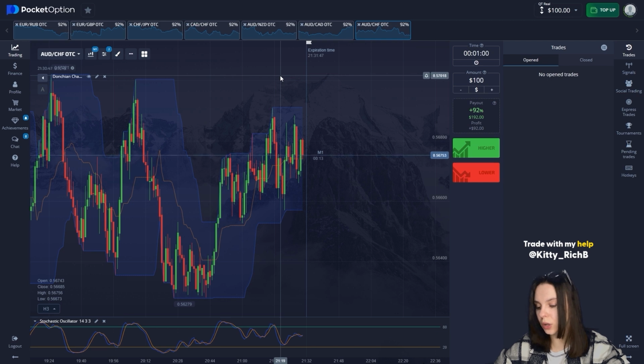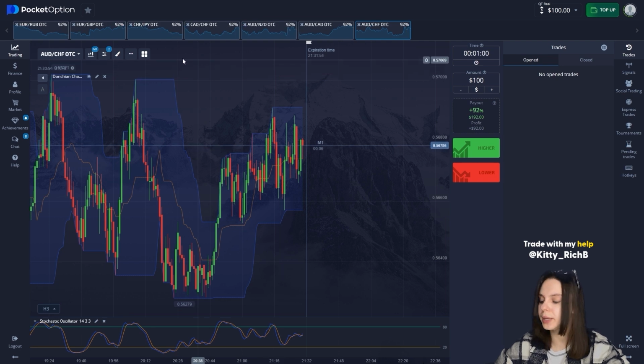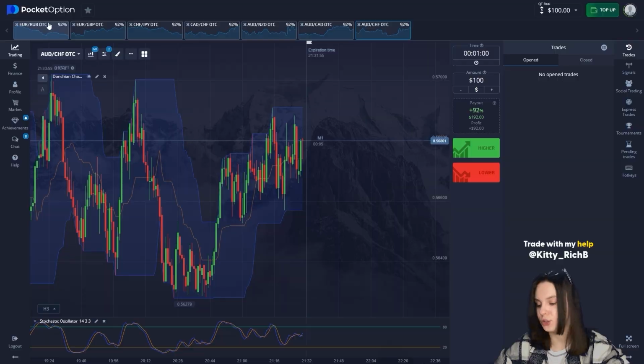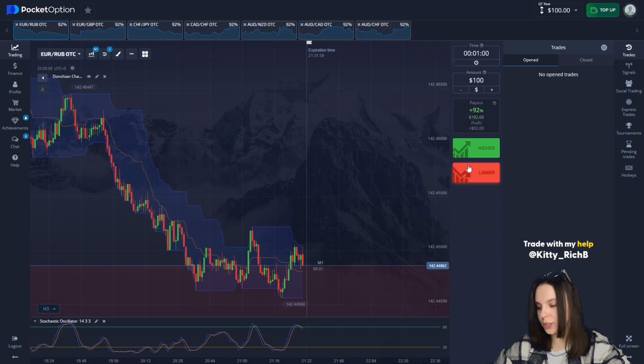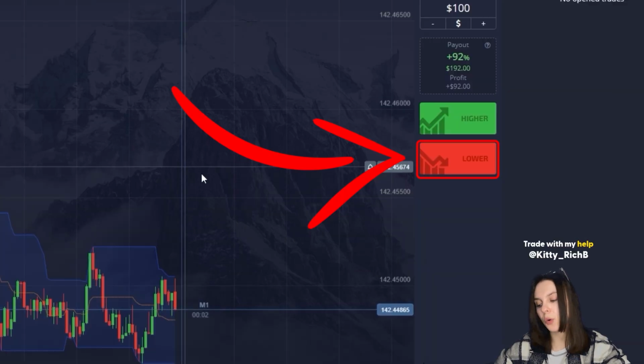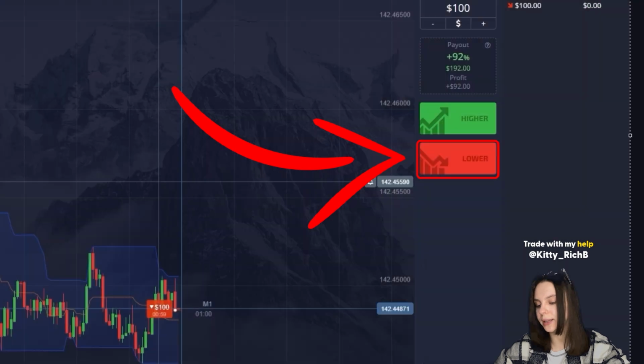Everything is as always, as you like, according to the standard: quickly, clearly, and showing the essence of the strategy. Let's immediately move on to the first currency pair, where we will begin testing and showing the strategy. Here we are on the first currency pair. We open a downward trade and proceed to the general analysis.